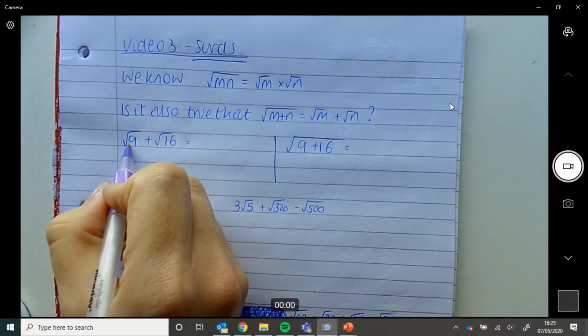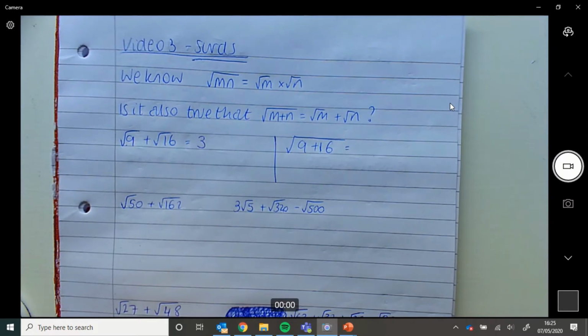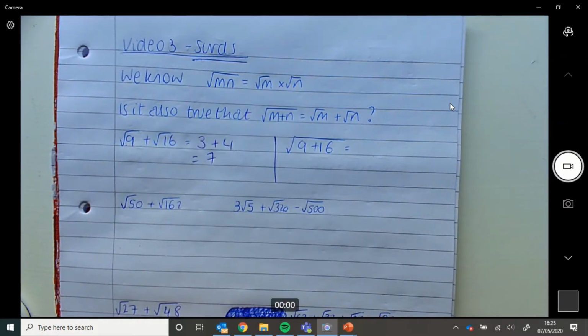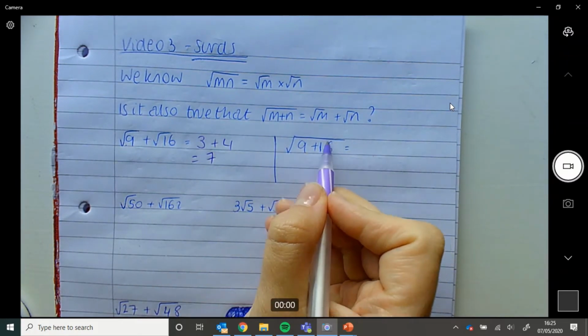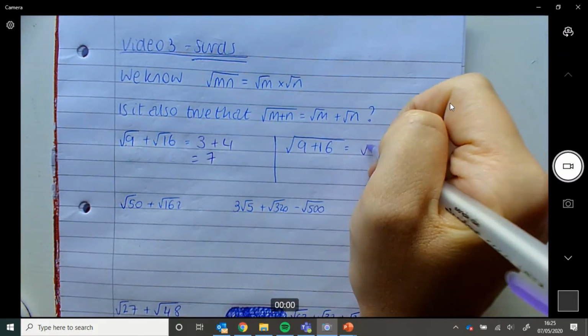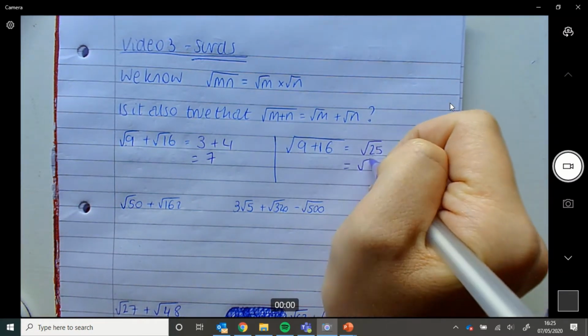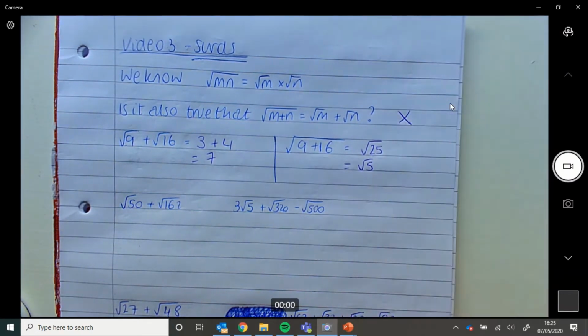Okay, so I know that the square root of 9 is 3. I know that the square root of 16 is 4. So that gives me 7 overall. What happens if I add the two numbers together first? I get the square root of 25, because 9 plus 16 is 25. When I square root my answer, I get 5. So it is not true.